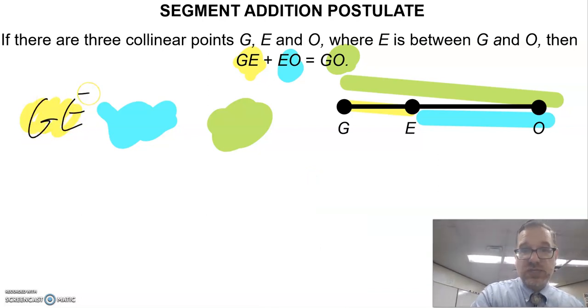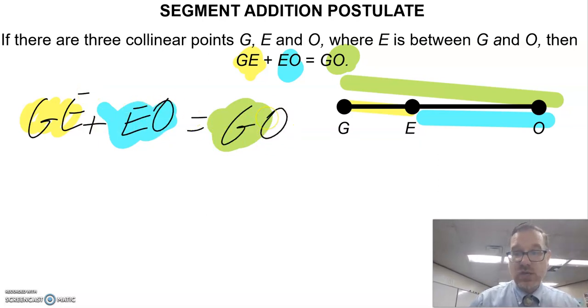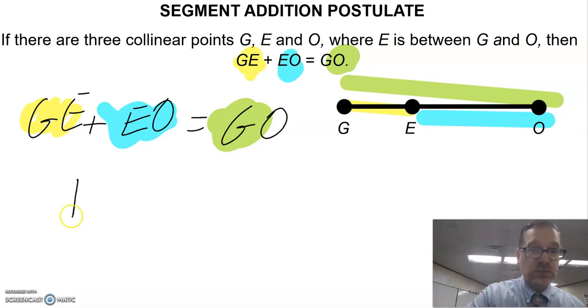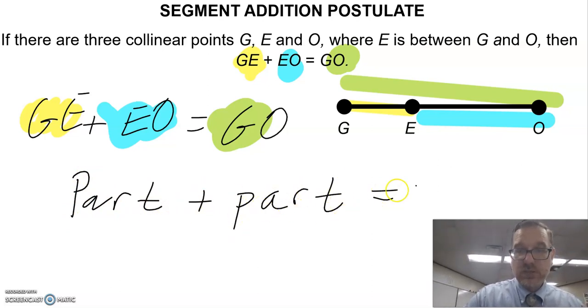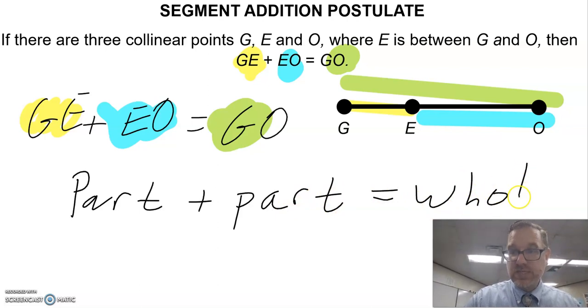GE, the length of GE, there's no segment on top, plus the length of EO equals the length of GO. That is the segment addition postulate. Piece plus piece equals whole. Part plus part equals whole. That makes sense. If you add up all the pieces, you get the whole thing. That's why it's a postulate.